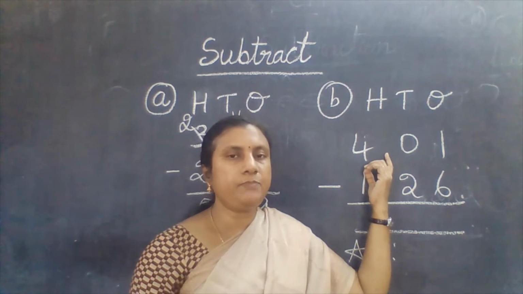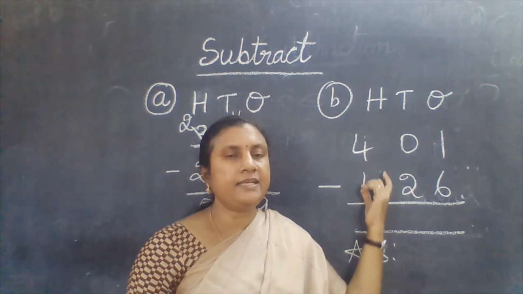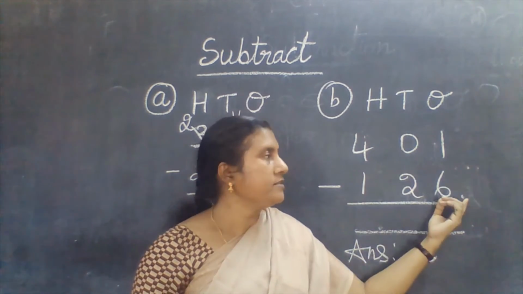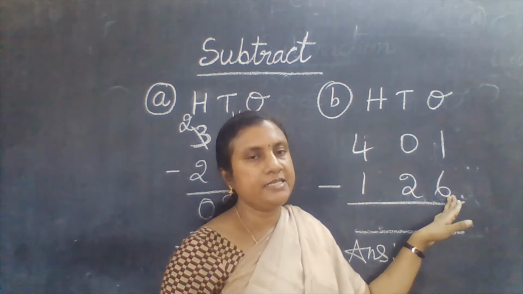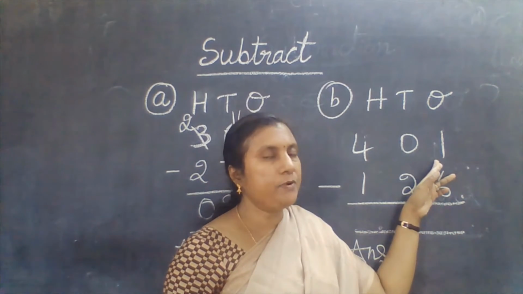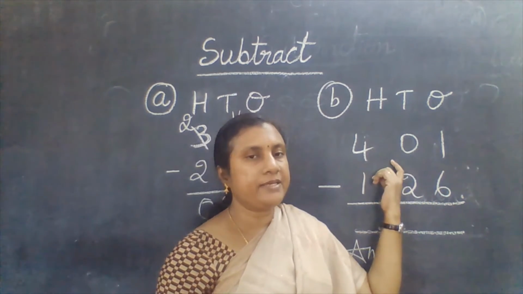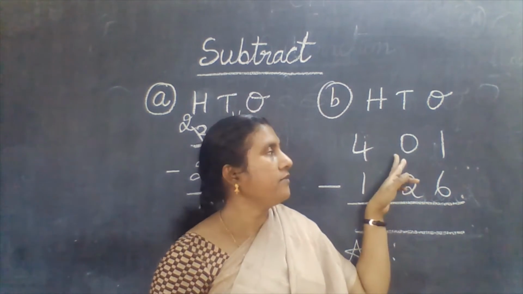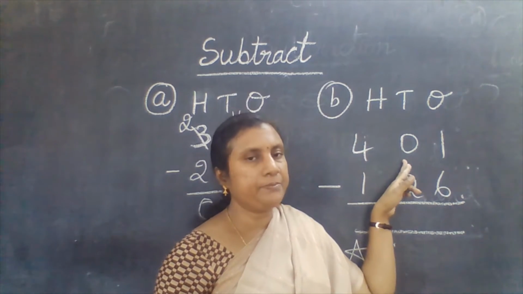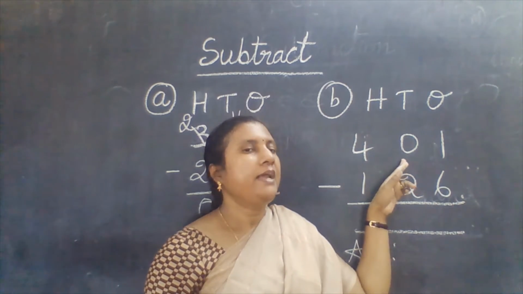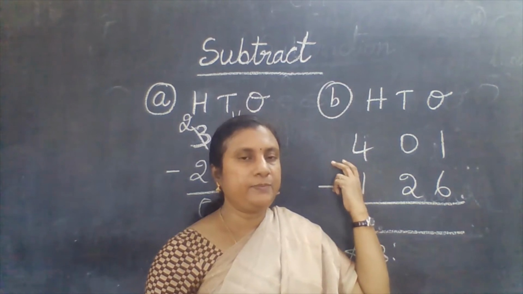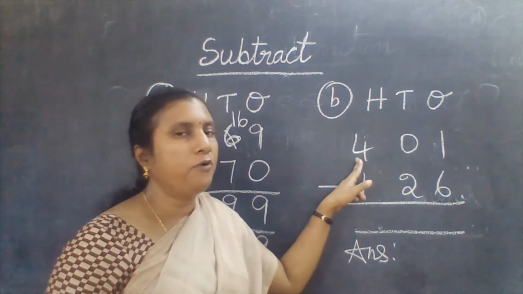Here we have 126 to separate from 401. Is it possible? Yes, it is lesser than 401. We have to start from ones place. Here 6 is there to separate from 1. Is it possible? No. So we have to borrow from the next place, the tens place. But in tens place we have 0. So we can't borrow from tens place. Again we have to jump to hundreds place. Here we have 4 in hundreds place.